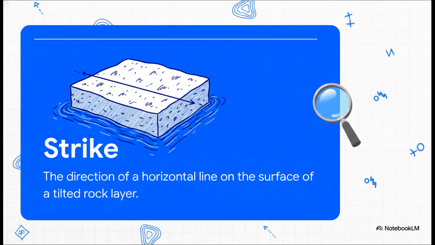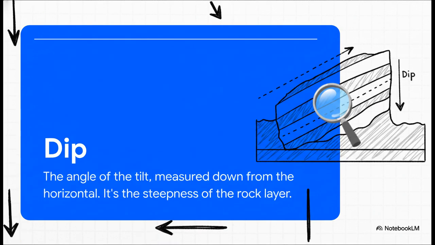I want you to picture a single layer of rock that's tilted. Now imagine that rock is sitting in a perfectly still lake, and the water comes up about halfway. You see the line that the water makes against the side of the rock? That is the strike. It's the direction of a perfectly horizontal line running across that tilted surface. And the second concept is dip. So if strike is the horizontal direction across the layer, dip is the angle going down the layer. It tells you exactly how steep that tilt is. It's the angle of the slope measured straight down from the horizontal.